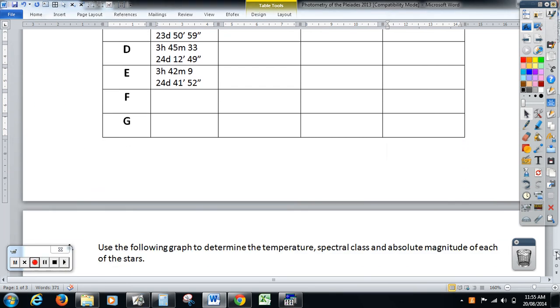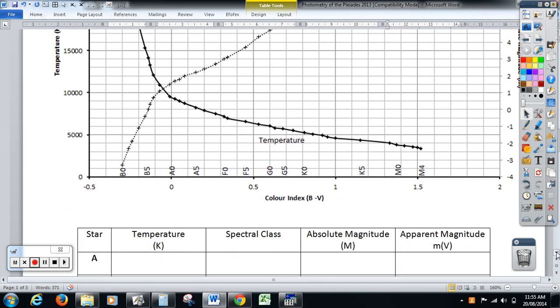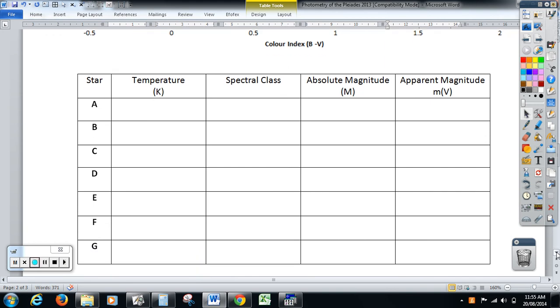So next question. Right, we're going to use this graph here now, and we're going to determine all these features about the star. Okay. Now we've got to remember that star A over here has a B minus V index of negative 0.09. This one is negative 0.07, and this one is 0.296. Okay, now we can determine its temperature and so on from the graph above, but in a few more moments, just before we do that, we're just going to have a look at these values.